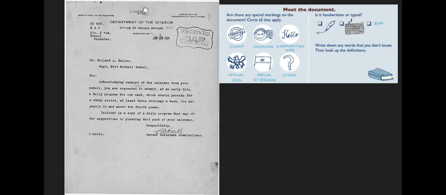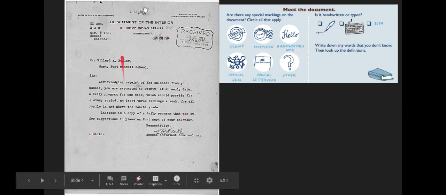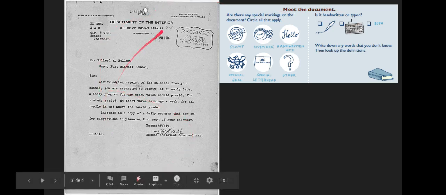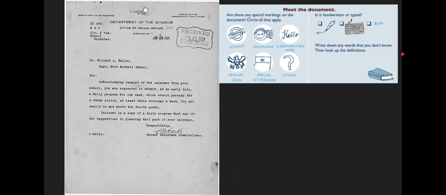All right. So this is the document that we're looking at. So the first thing we want to do is meet the document. All right. We want to first look at it and say, are there any special markings on the document? And so over here, we're going to identify. We're going to circle all of these that apply. So do you see a stamp on this document? Yes. Do you see a postmark, telling you it was posted on this day? I do not see one.